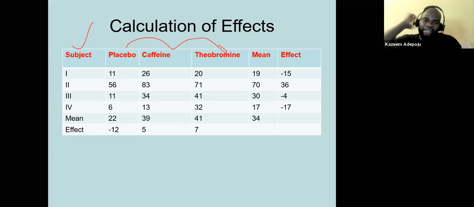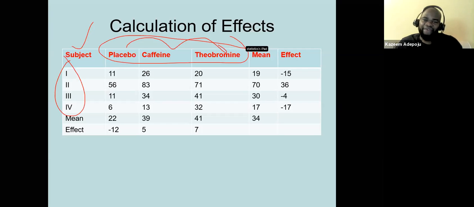Okay, like I said, you are cross tabulating right here. You are cross tabulating subject, which is factor A, against factor B, which has three levels. Take a look at that. That's exactly what we're trying to do right now.